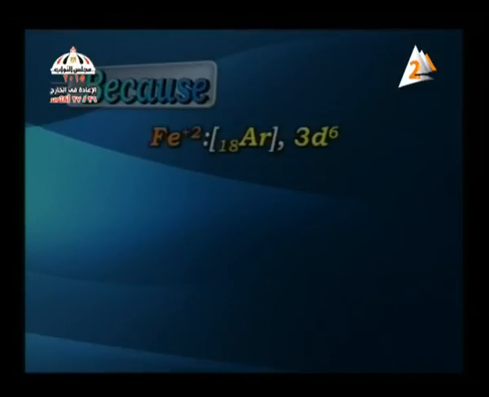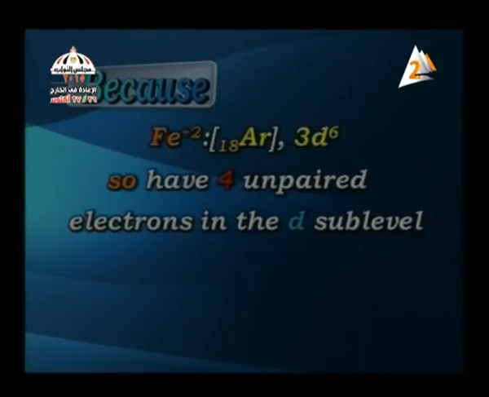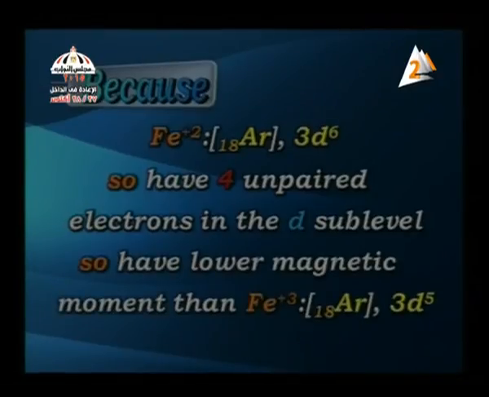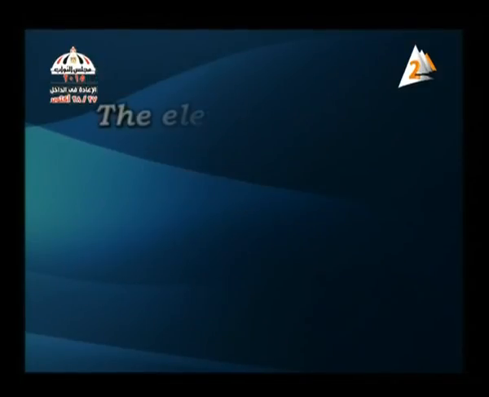The reason for that is the electronic configuration of iron +2 is [Ar] 3d6, so it has 4 unpaired electrons in the d sublevel, which have lower magnetic moment than iron +3 that has configuration [Ar] 3d5.